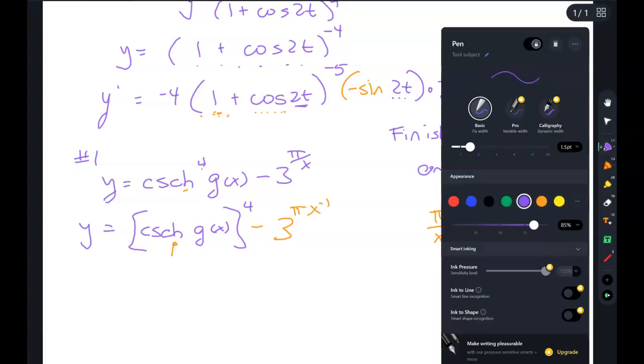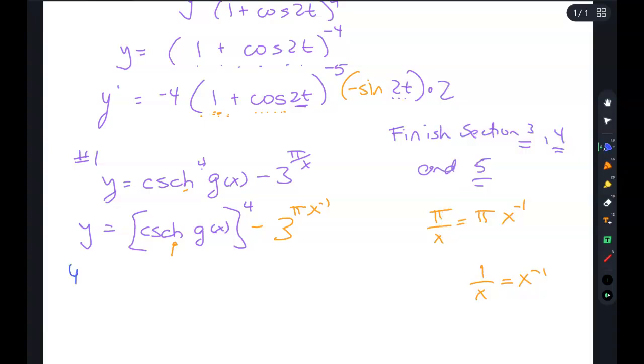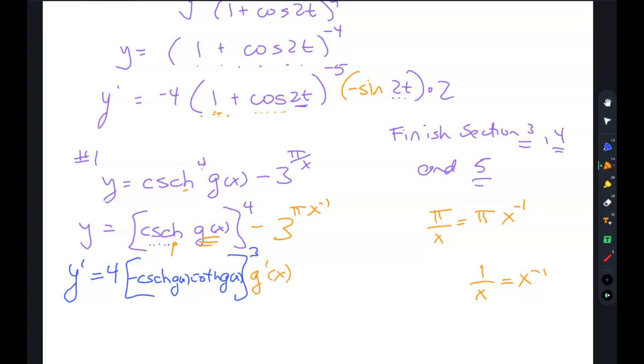Now let's do the derivative. If I want to take the derivative here, I'm going to bring the 4 down, and then subtract 1 from the exponent. Then I take the derivative of the hyperbolic cosecant, and it's just like the derivative of cosecant, except it's got the h's. So cosecant, cotangent with the h, and you carry the g of x along. And now it's our job to take the derivative of the angle, so that's g prime of x.